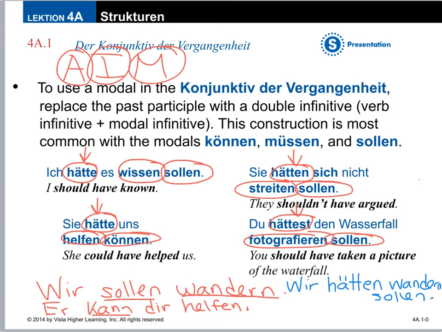Kann dir helfen. So again, we need our auxiliary. And because we're using a modal verb, that means we have to use a form of hätten. So hätte. We have dir still in the sentence. And then at the end, the infinitive and the modal. Hätte dir helfen. I'm out of space. So that should say können. Hätte dir helfen können. So he should have been able to help you.